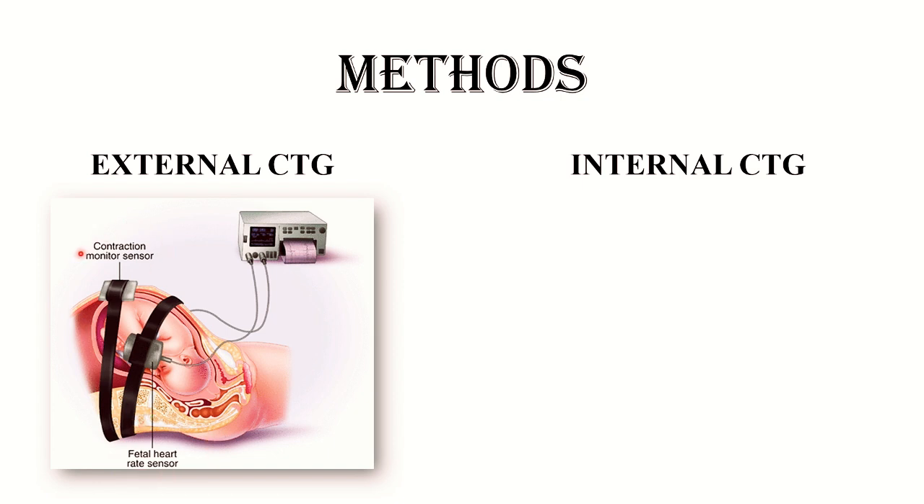This contraction monitor sensor measures or records the uterine contraction and it is placed over the fundus. Why over the fundus? Because the uterine contraction, we all know, starts from the fundus and moves towards the lower pole of the uterus. So for the accurate monitoring of the uterine contraction, this transducer is placed over the fundus.